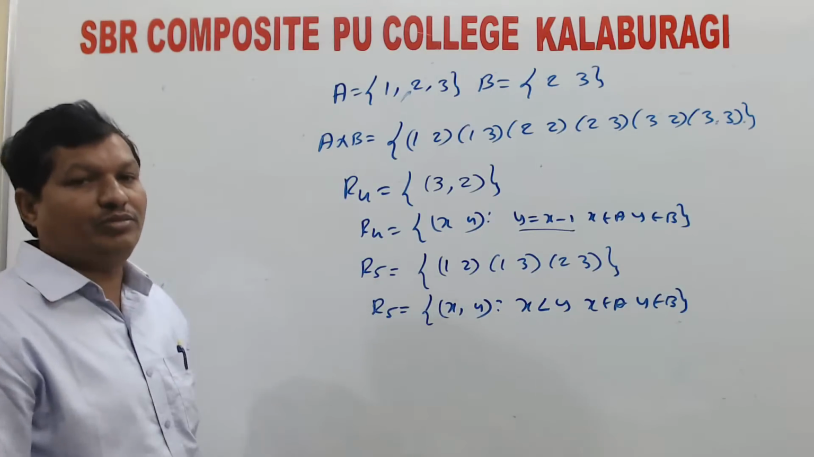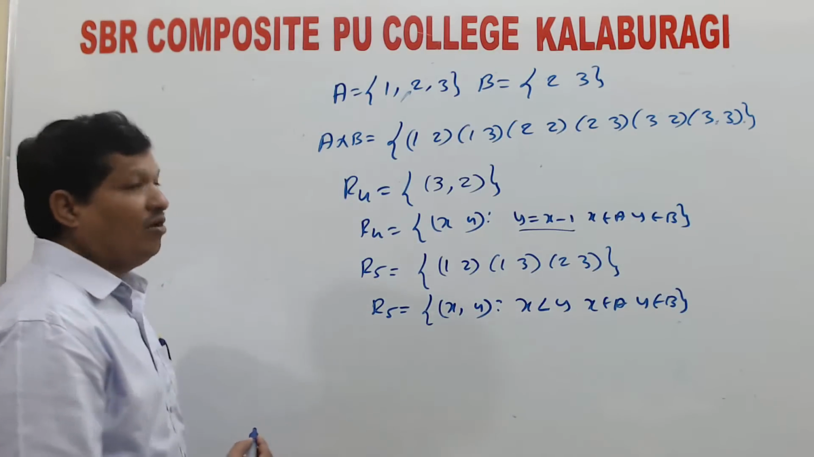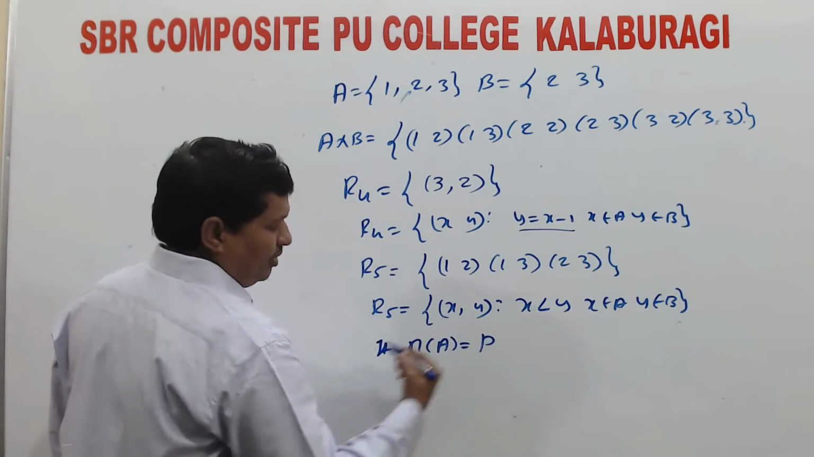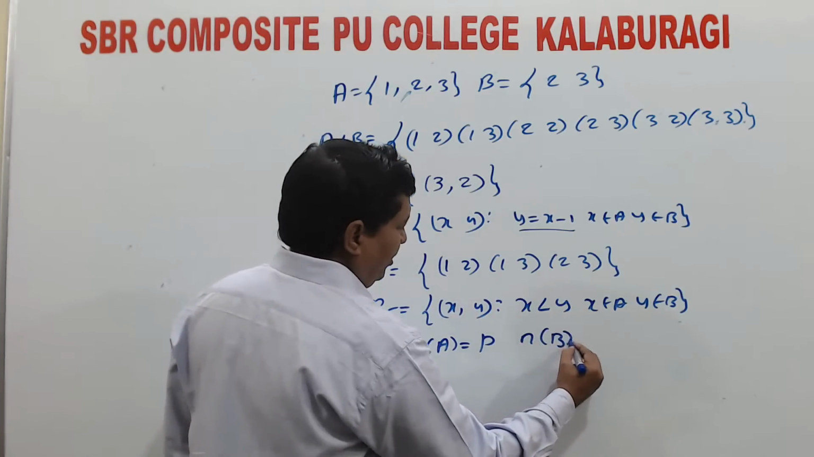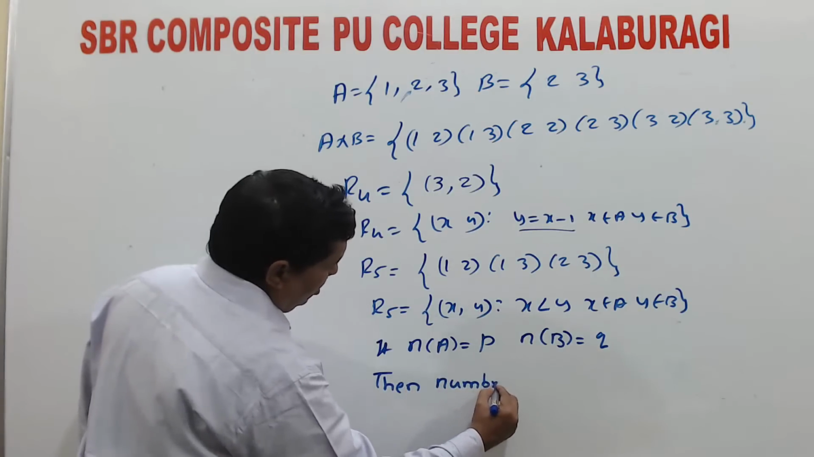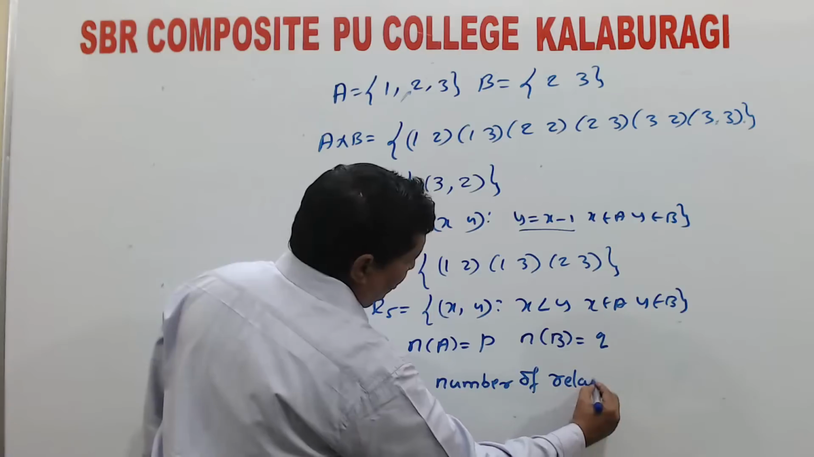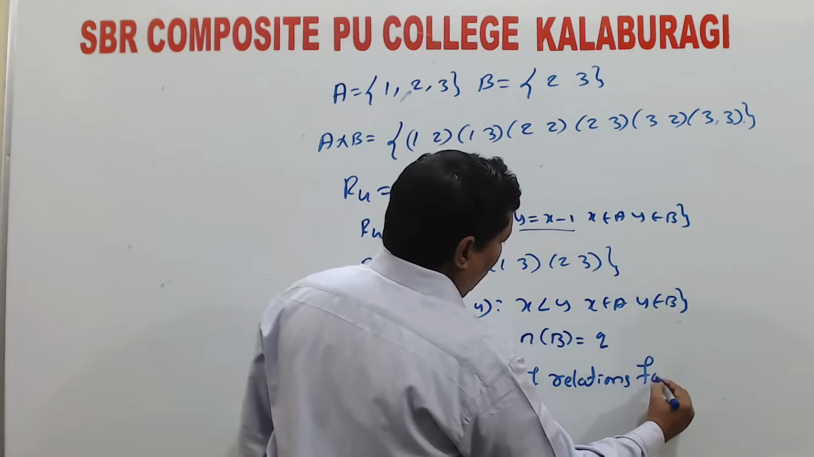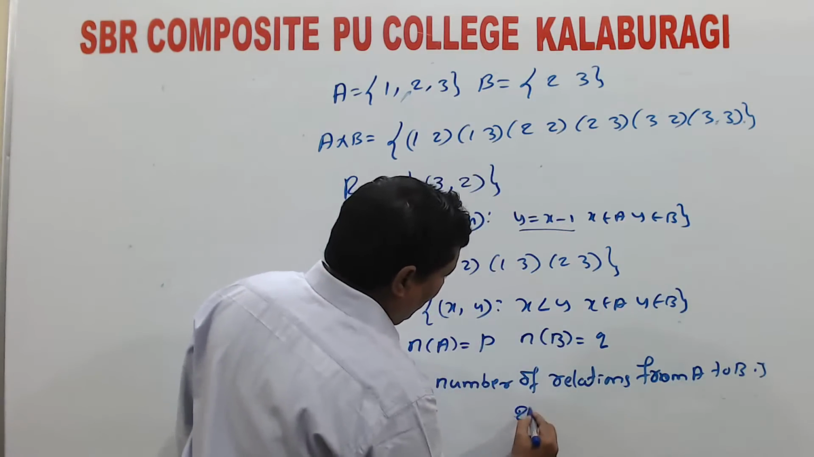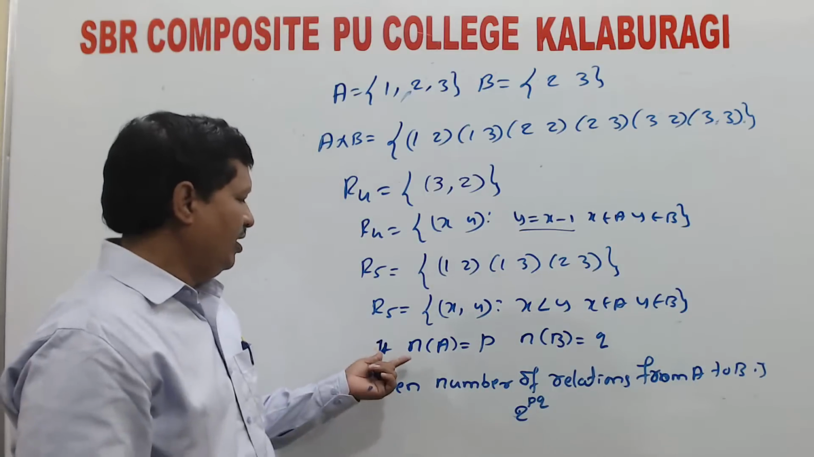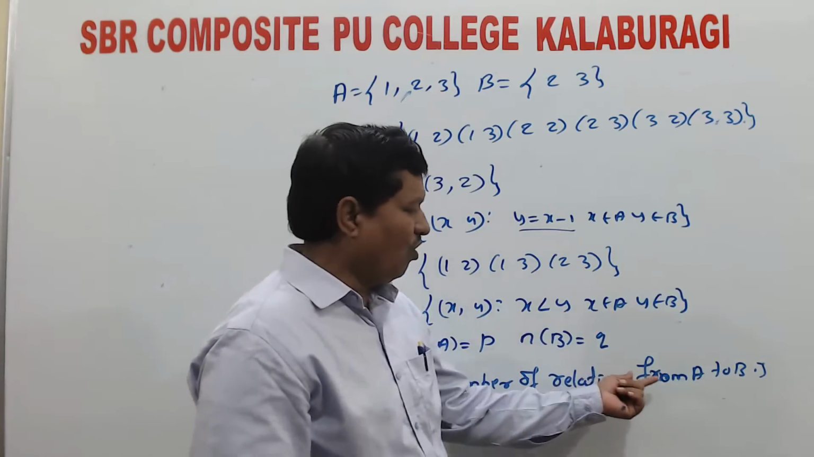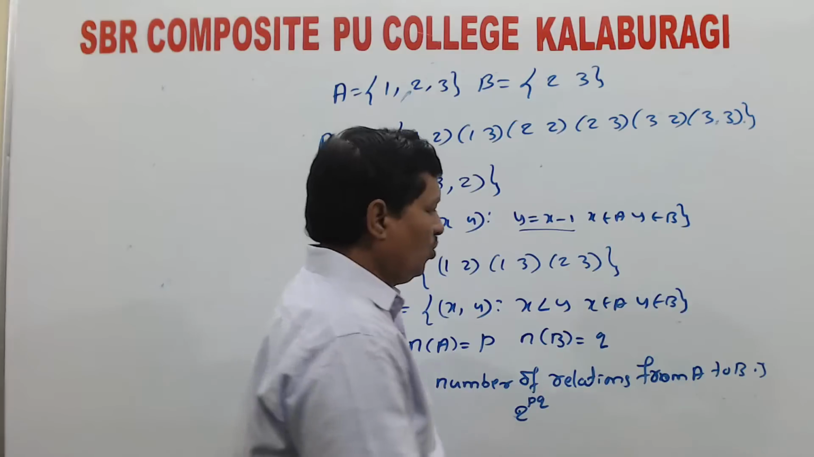See, if R is a relation from set A to B, the number of relations from A to B is: if n(A) equal to p, n(B) equal to q, then the number of relations from A to B is 2 power pq. This is the formula, and it is very important. If n(A) equal to p and n(B) equal to q, then the number of relations from set A to set B is 2 power pq.